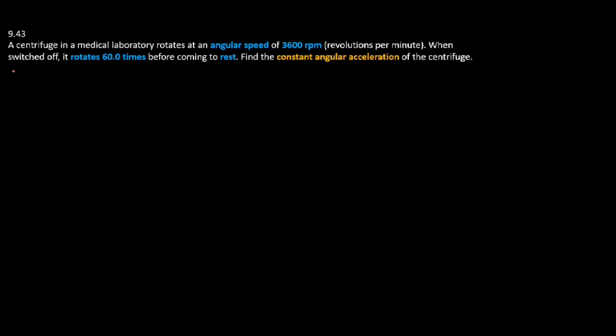Question 9.43. A centrifuge in a medical laboratory rotates at an angular speed of 3600 revolution per minute. When switched off, it rotates 60 times before coming to rest. Find the constant angular acceleration of the centrifuge.